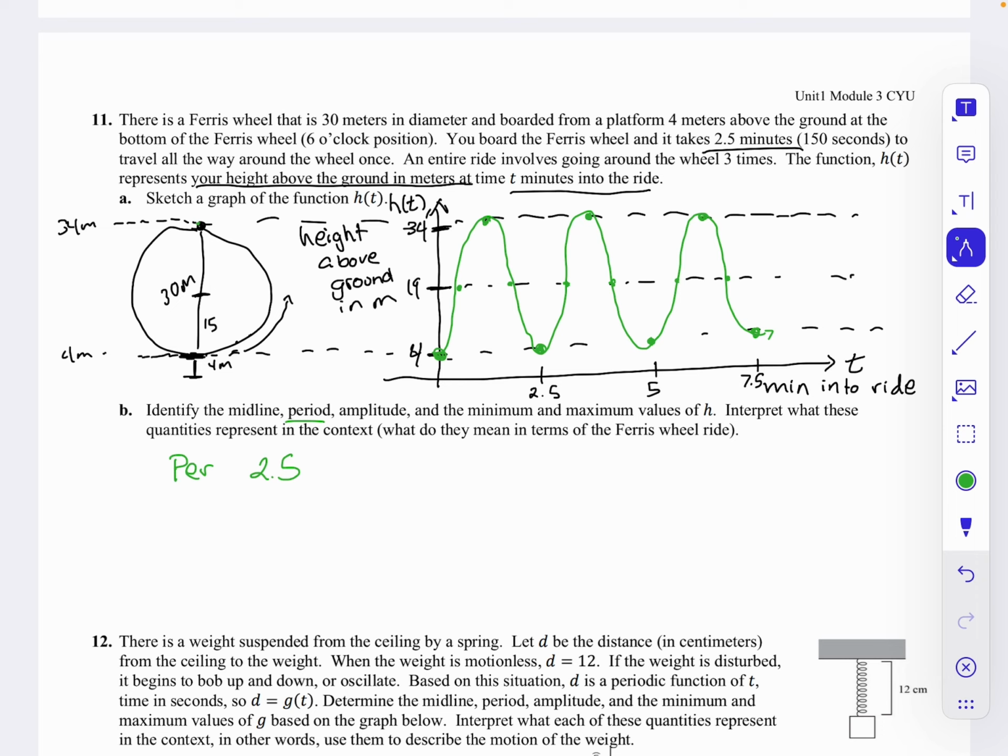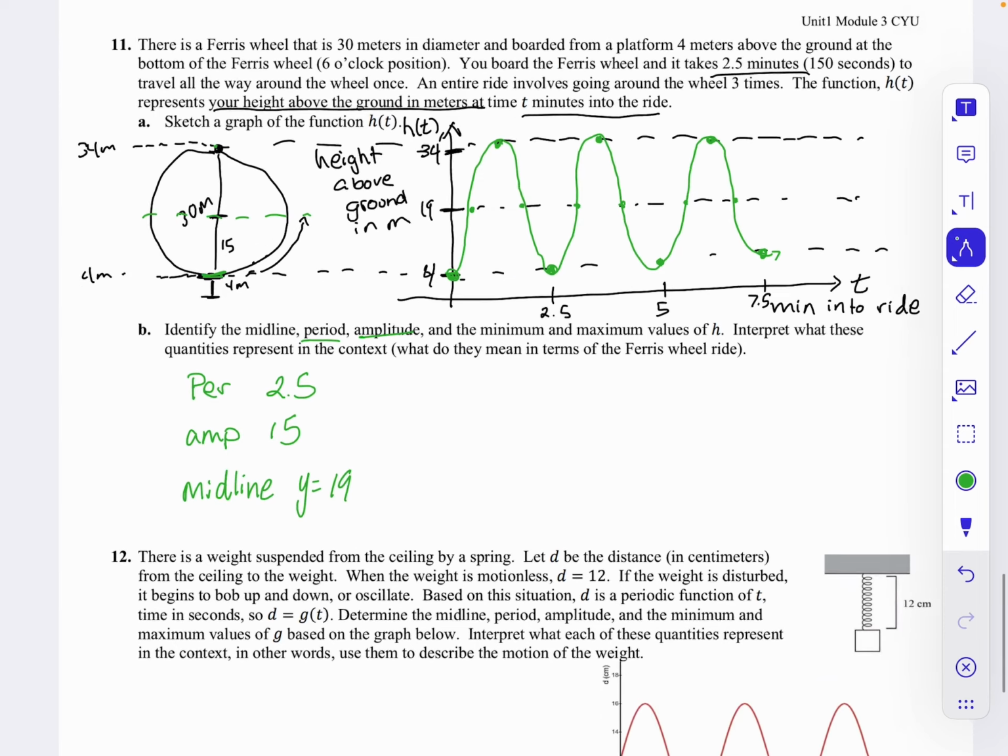Now, in this case, and we haven't done a bunch of these, our amplitude here is the distance between the middle and the low point, which we said was 15. And our midline was at 19. So the middle height that you reach is 19 meters above the ground, and the amplitude is telling us that you're going to go 15 meters above that value and 15 meters below that value. And that is our interpretation of all the parts of this graph.